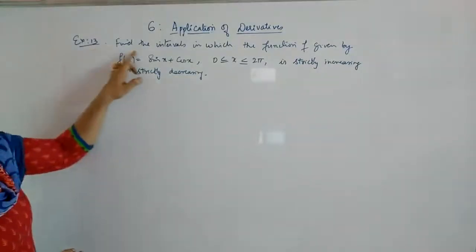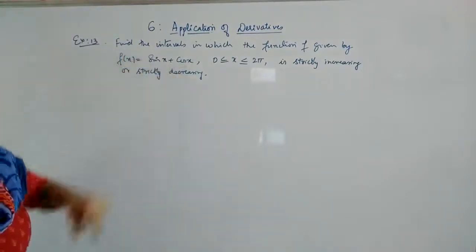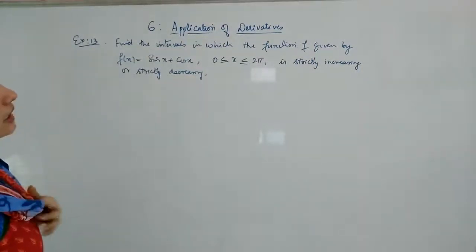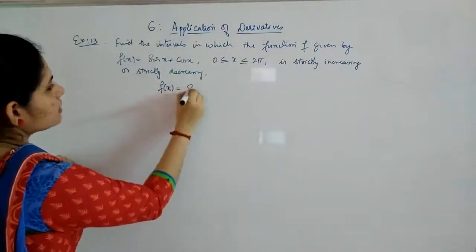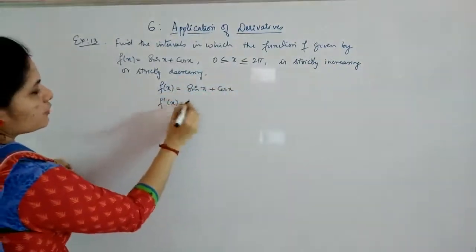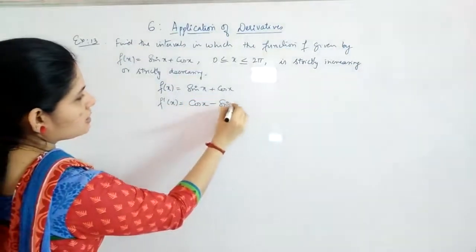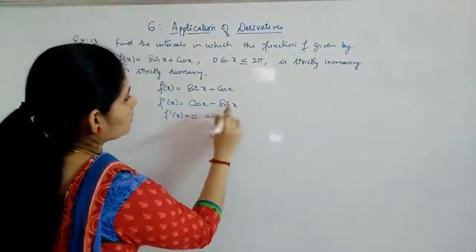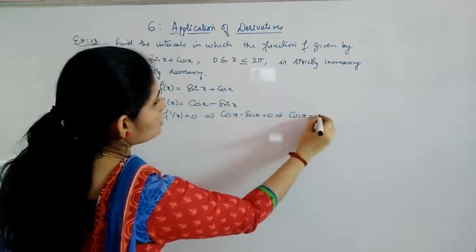Question number 13: find the intervals in which the function f given by f of x equal to sin x plus cos x, where 0 less than or equal to x less than or equal to 2 pi, is strictly increasing or strictly decreasing. So first we will start with f of x equal to sin x plus cos x and find f dash of x, which is, derivative of sin x is cos x, derivative of cos x is minus sin x. Setting f dash of x equal to 0 gives cos x minus sin x equal to 0, or cos x equal to sin x.